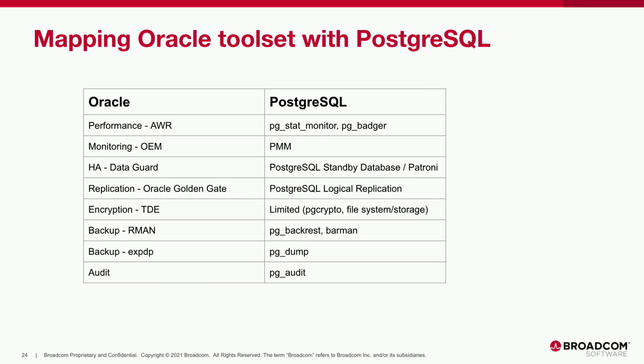For HA, Data Guard, like we covered all along, is the Postgres standby database with Patroni, that's what we are using. Golden Gate is a big product which has a lot of features. Postgres logical replication is not there yet. It's getting there, I guess, but it's still available for basic stuff.